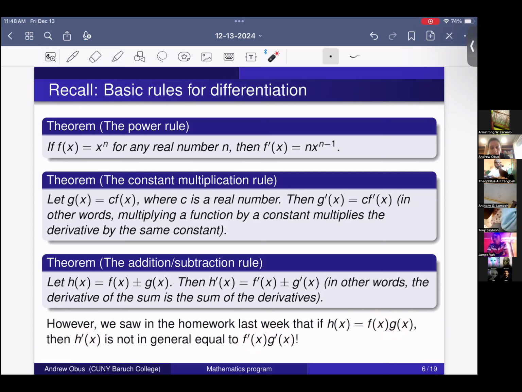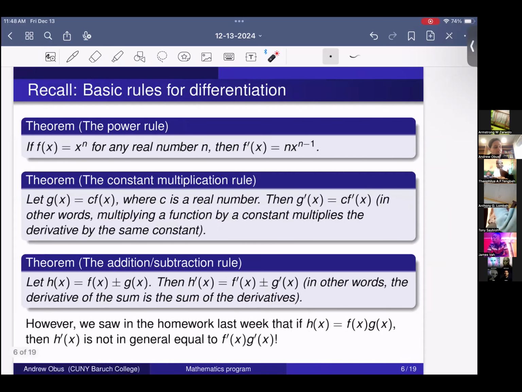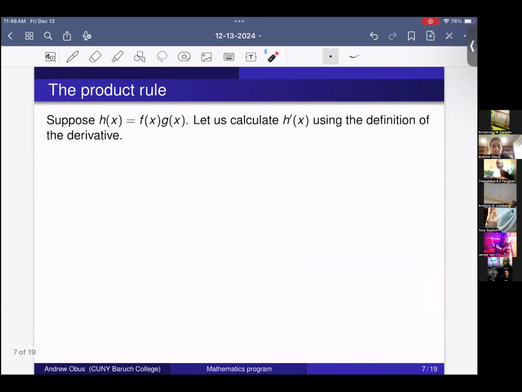So this is not equal to, and so we want to know if I have a function that is a product of 2 functions, what is the derivative equal to? And so the answer to that is the product rule. Okay? So what we're going to do, we're going to calculate that today. So let's suppose that h of x is f of x times g of x, and I want to calculate h prime of x using the definition of the derivative. So let's do that, right?